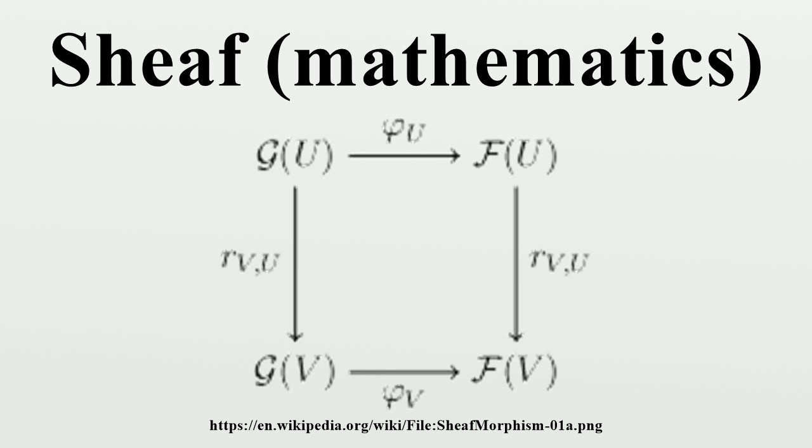Moreover, in each of these examples the sets of sections have additional algebraic structure. Pointwise operations make them abelian groups. And in the examples of real and complex valued functions the sets of sections even have a ring structure. In addition, in each example the restriction maps are homomorphisms of the corresponding algebraic structure.